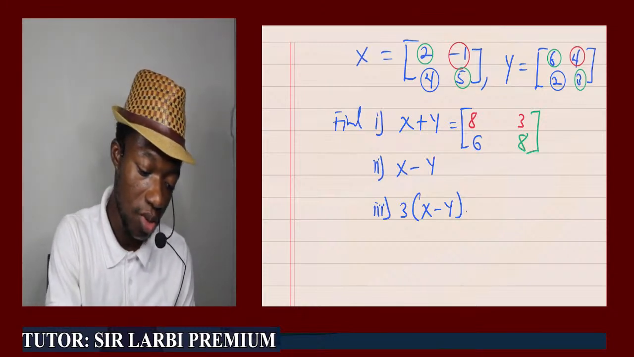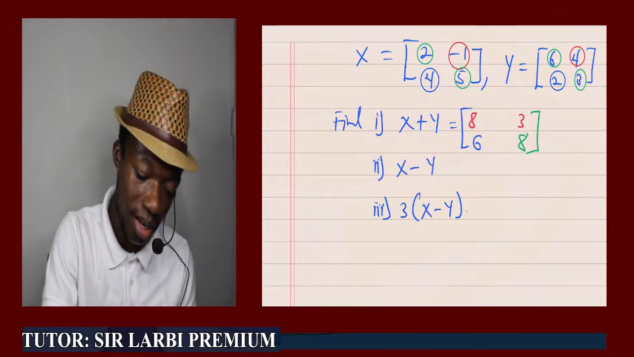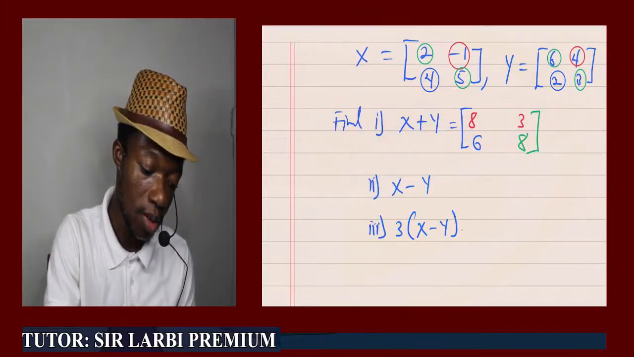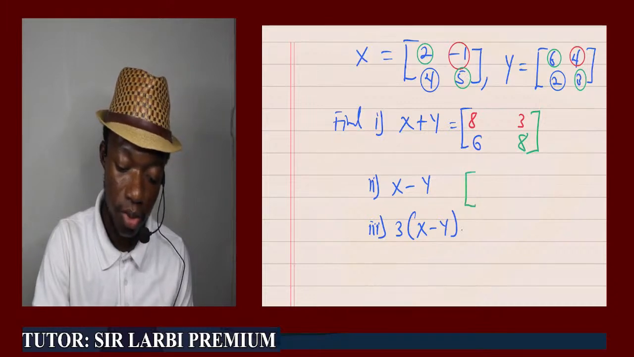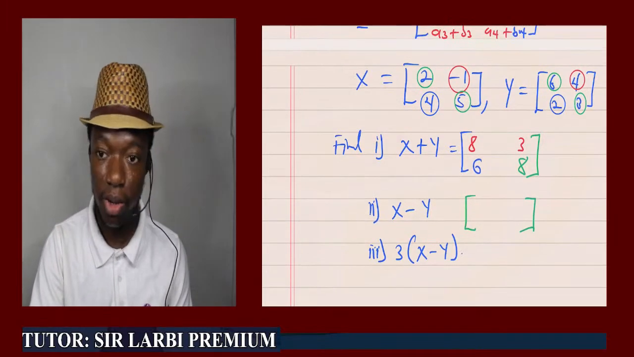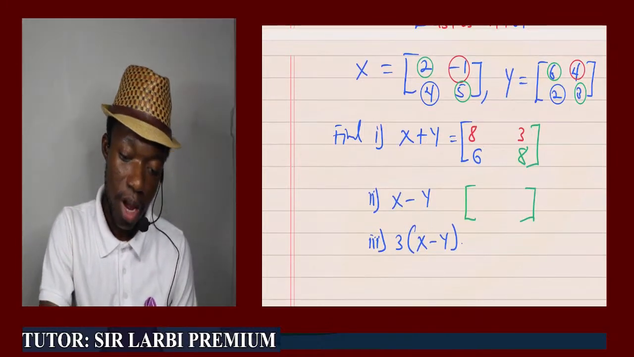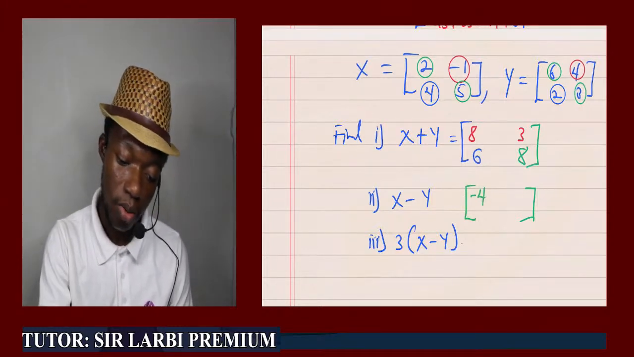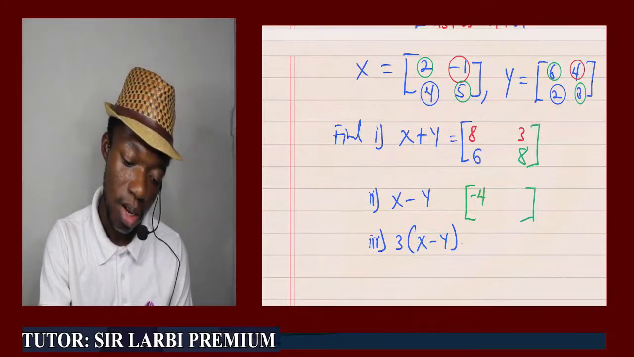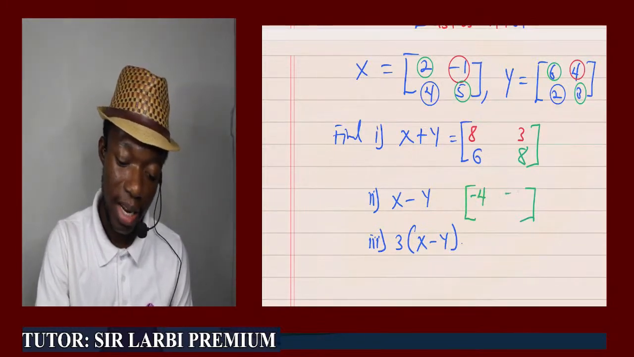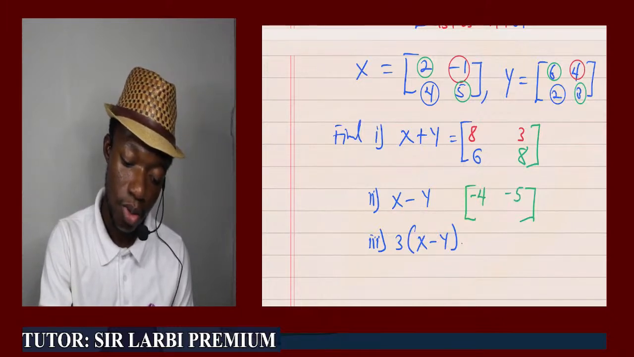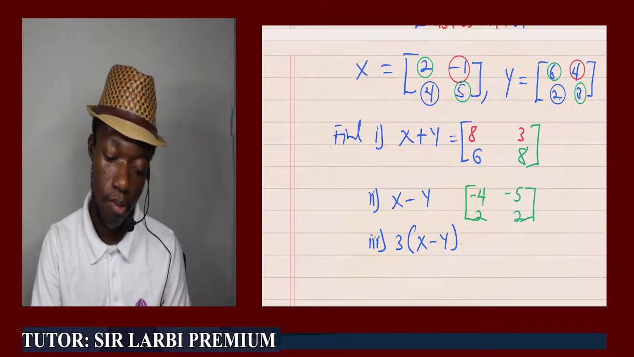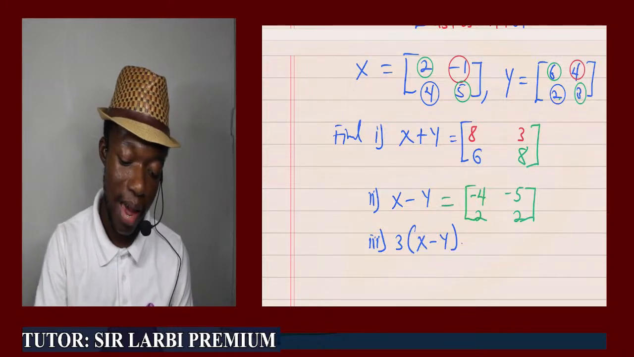So when it comes to subtraction too, you follow the same rule. We are going to subtract generally there at the end of the day. So what do we do? Try to put this down a bit so we can create a space for this. So by subtraction too, we do the same thing. We subtract corresponding elements or entries generally here. So now we are subtracting. We subtract 6 from 2, supposed to get -4. We also subtract 4 from -1, we are getting -5. We subtract 2 from 4, supposed to get 2. Subtract 3 from 5, supposed to get 2. And that will give us our X minus Y.